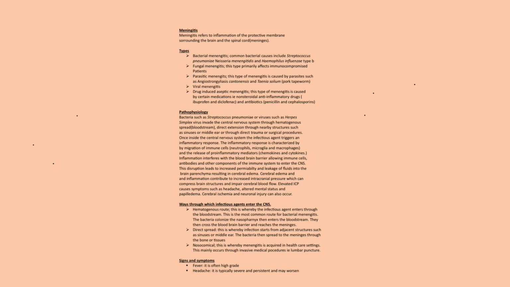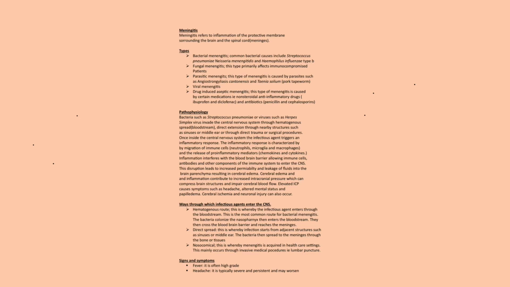Next, we're going to do the pathophysiology of meningitis. So when the causative agent, that's the bacteria or the fungi or the parasite, invades the central nervous system, and as we have said earlier, the central nervous system comprises of the brain and the spinal cord, it initiates an inflammatory response. So when the inflammatory response is initiated, the immune cells and pro-inflammatory mediators migrate to the brain, and the immune cells comprise of the neutrophils, microglia and macrophages, while the pro-inflammatory mediators comprise of the chemokines and cytokines.